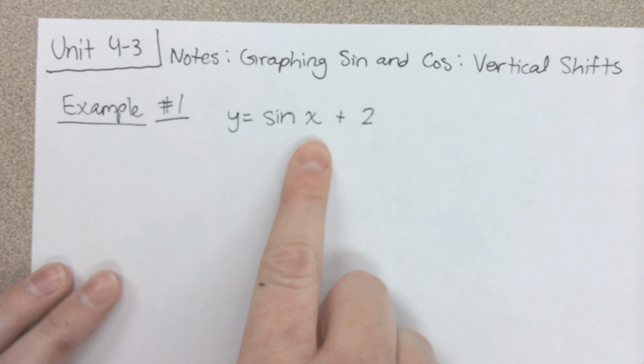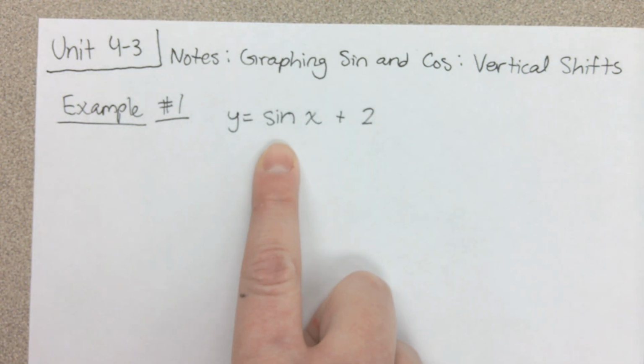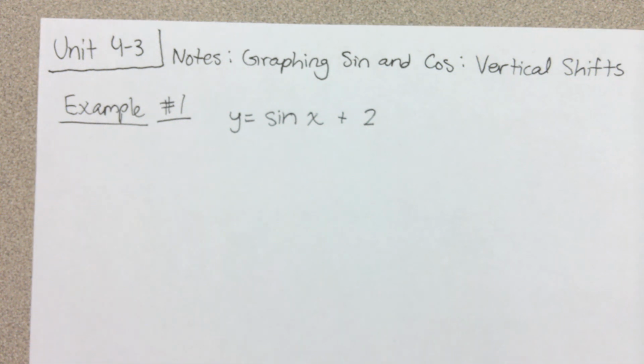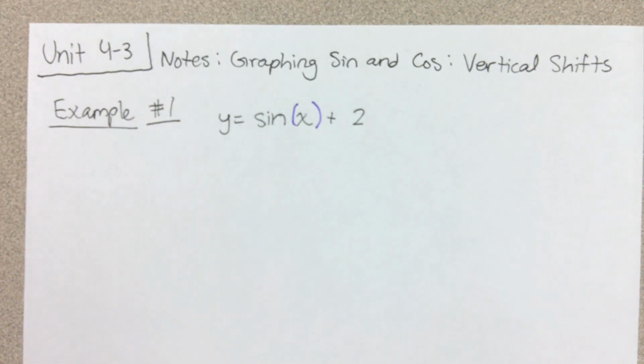So when there's no specific parentheses, you are only allowed to assume that the very next term goes with sine. Anything after that is considered separate. So if you're not given parentheses, it never hurts to write your own in just so you know what you're looking at.